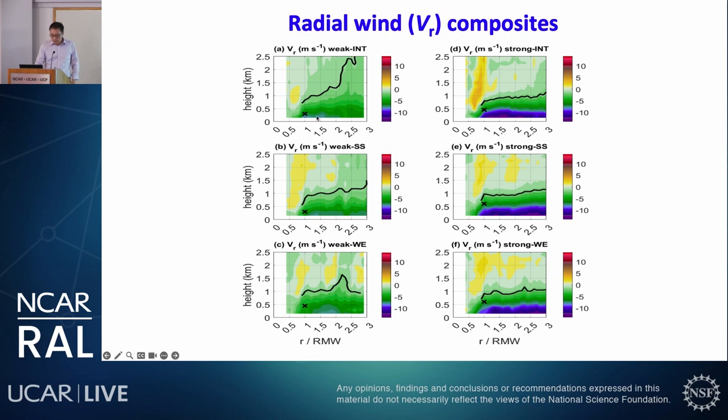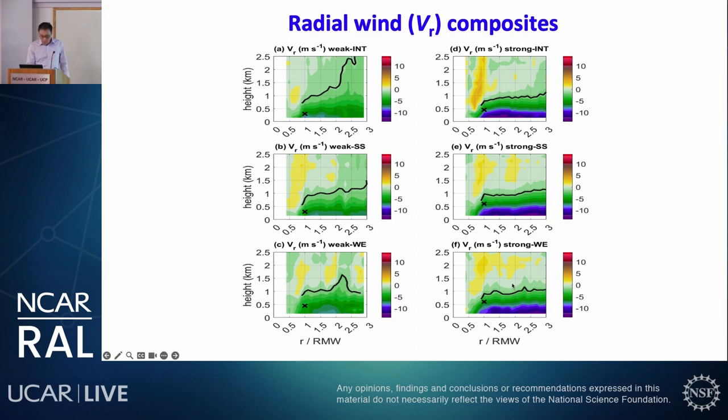So for weak storms only, you see this outer core inflow layer is deeper for intensifying storms compared to non-intensifying storms. One interesting finding, especially for strong storms, is that the maximum radial inflow is actually closer to the RMW for intensifying cases. You see there's some enhancement of this radial flow at 2 to 3 RMW. The peak is actually located there for steady state and weakening cases.